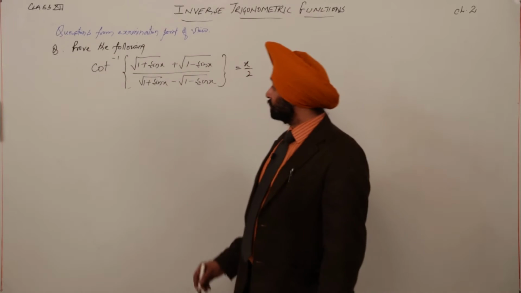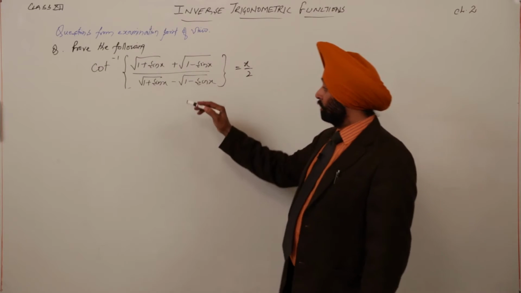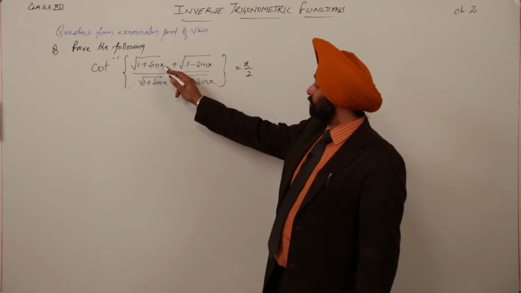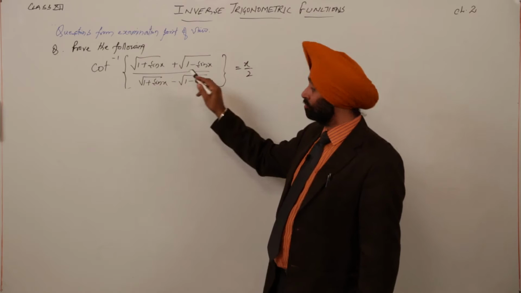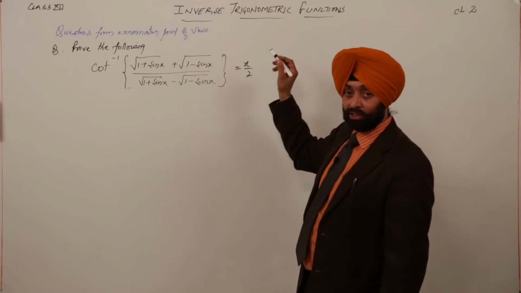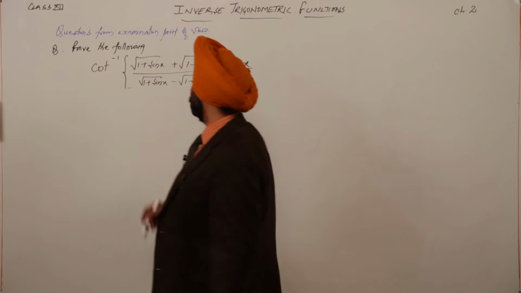Now, let us solve another important question. Cot inverse of (√(1 + sin x) + √(1 − sin x)) upon (√(1 + sin x) − √(1 − sin x)), and this is equal to what? x by 2. We have to prove this.